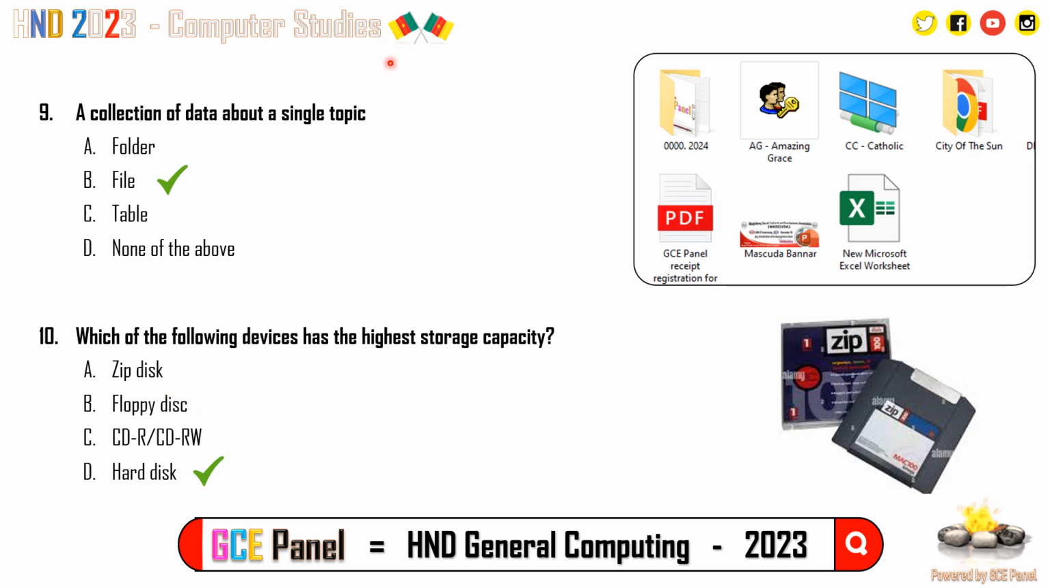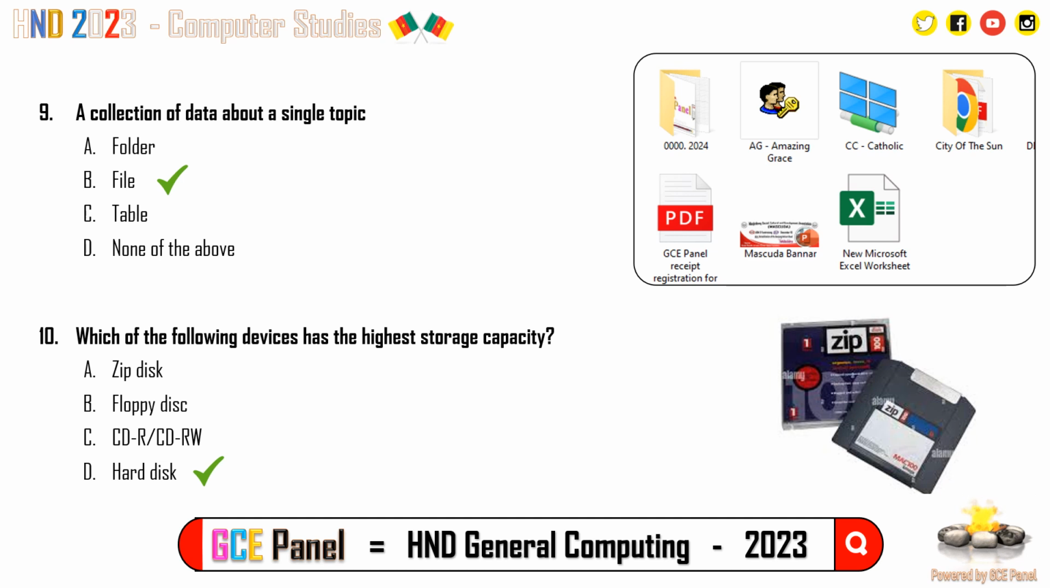Now, what is a zip disk? A zip disk is about the same size as a floppy, but it's much thicker. So a zip disk is just like a floppy disk, but much thicker. Then you can know about CD, CD write and CD read write disk, right? These are just CDs. So these ones cannot carry enough information or have as high a storage capacity as a hard disk. So that's why the key here is D.